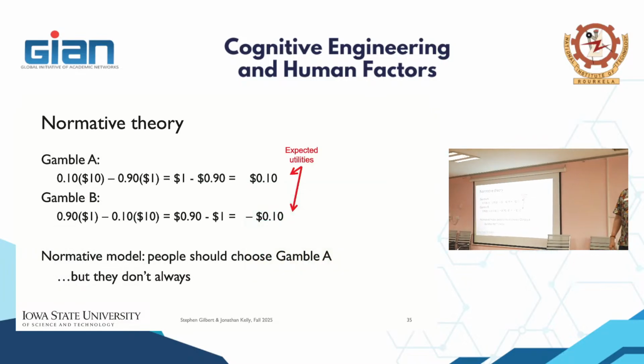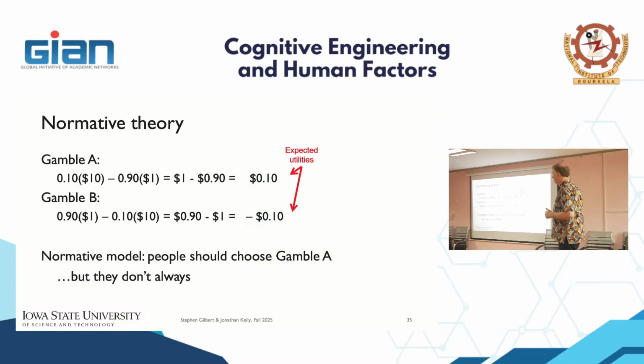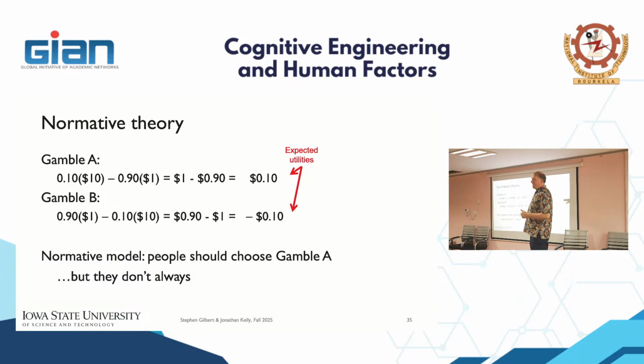But if you do the math, gamble A is better mathematically, right? Because 10% of winning $10 minus 90% of losing $1 is an expected value of 10 cents. And for B, 90% of winning $1 minus 10% of losing $10 is negative 10 cents. So it's very close. We're talking pennies.